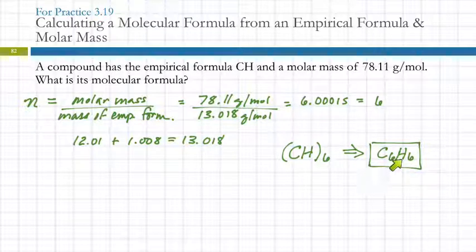You see, if I take that ratio 6 to 6 and simplify it, I end up back at the empirical formula, right? You can check this by calculating the molar mass of this formula, 6 times 12 plus 6 times 1, and you're going to get 78. Any questions?